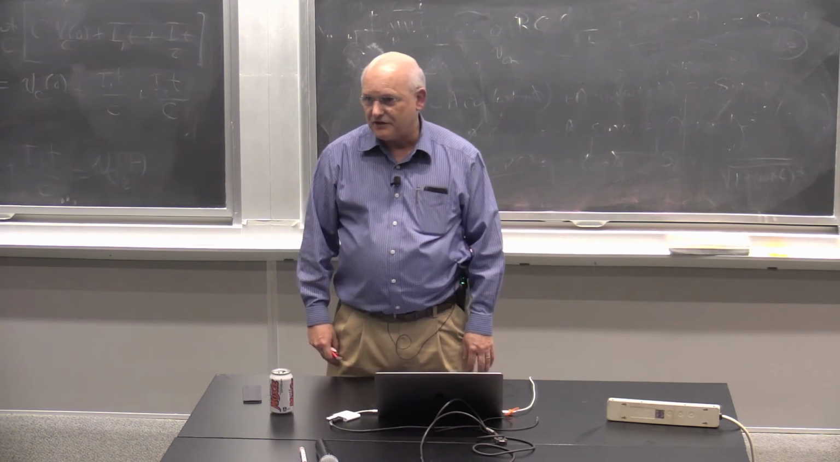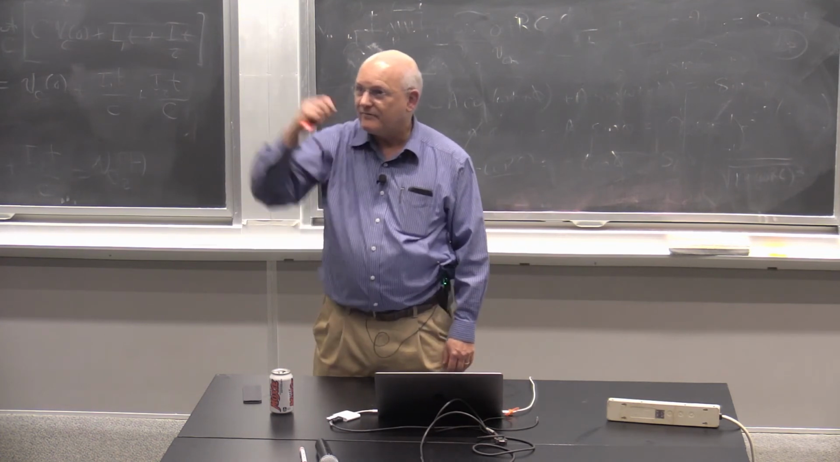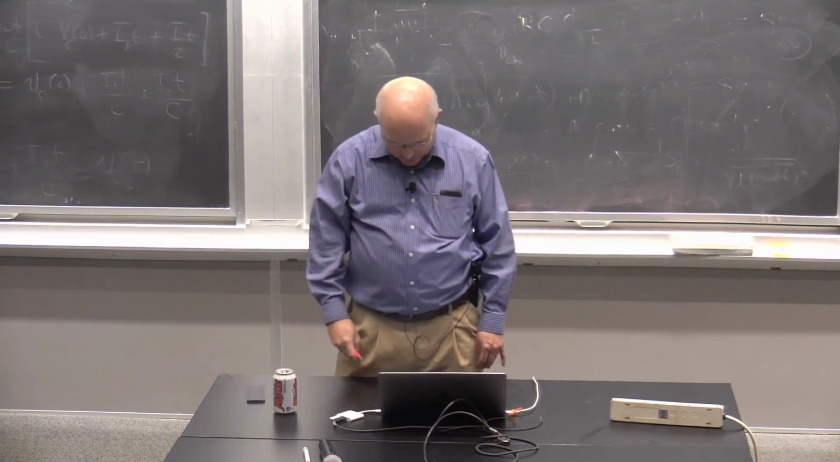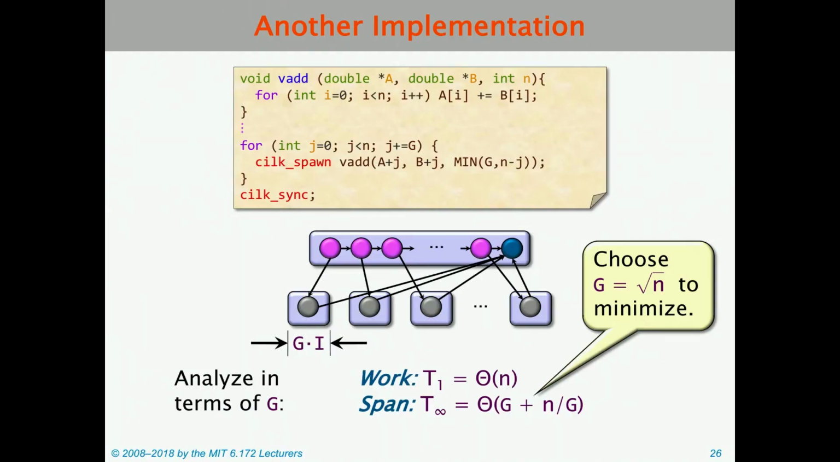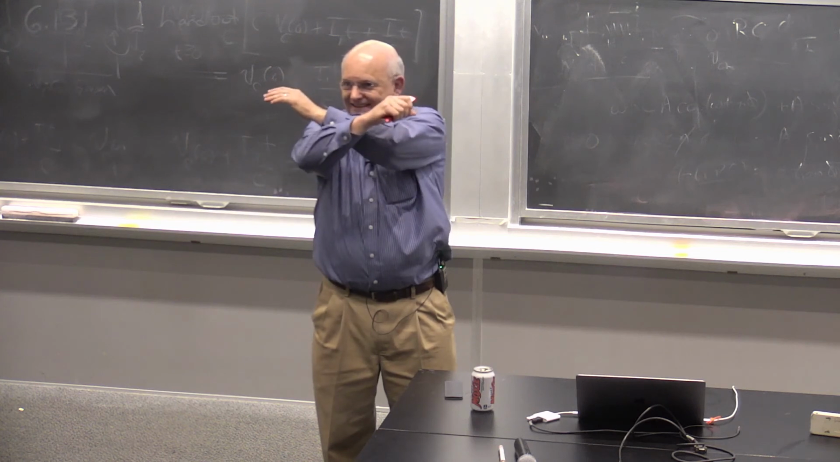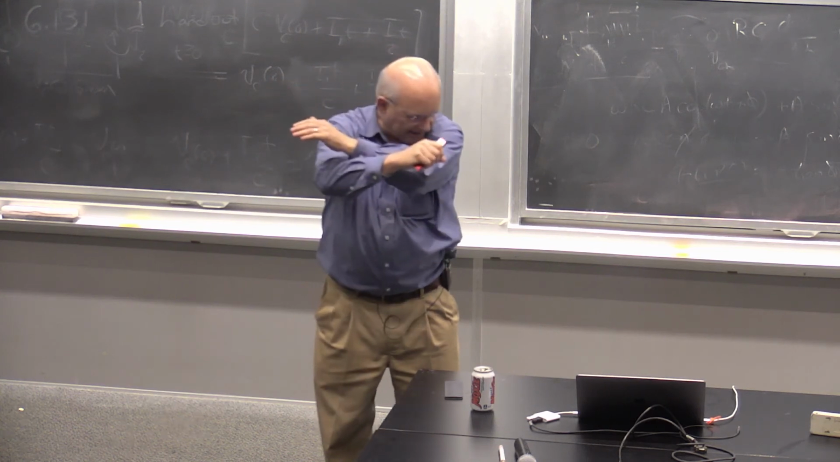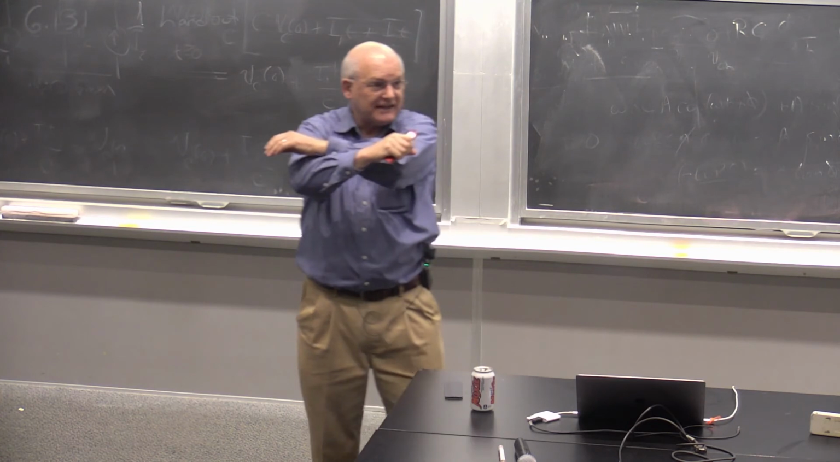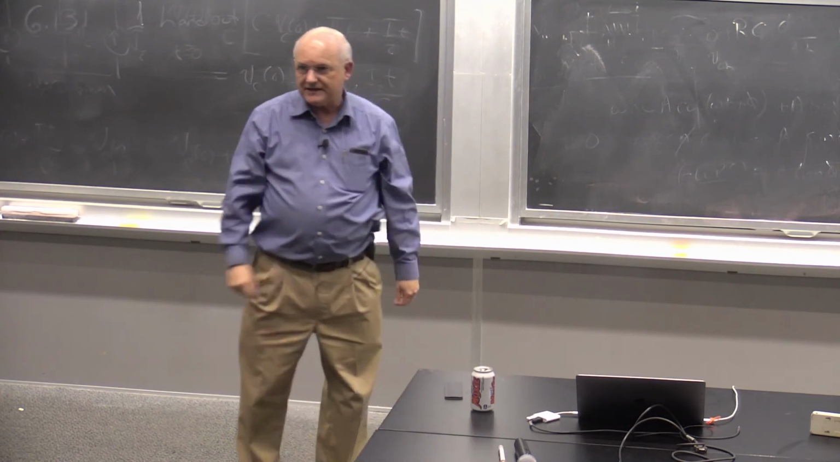What's the best value for G here? Yeah, you got it, square root of n. So one of these is increasing. If G is increasing, n over G is decreasing. Where do they cross? When they're equal. That's when G equals n over G, or G is square root of n.